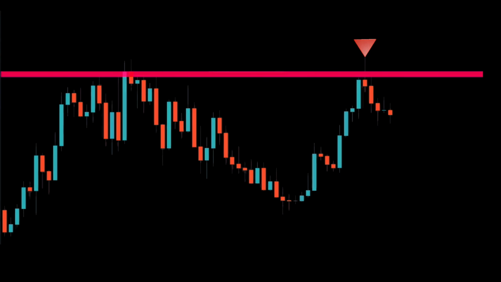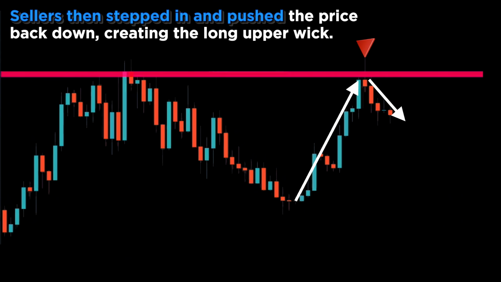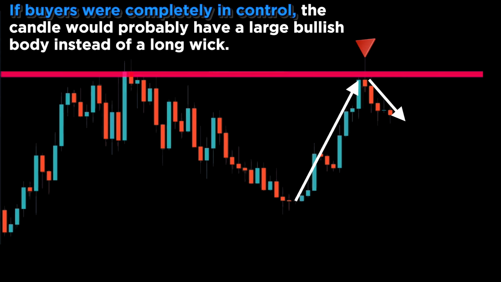In this example, the market forms a long wick candle rejecting the resistance area. This rejection tells us that buyers tried to push the market higher but failed. Sellers then stepped in and pushed the price back down, creating the long upper wick. If buyers were completely in control, the candle would probably have a large bullish body instead of a long wick.